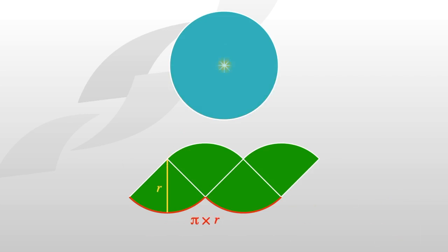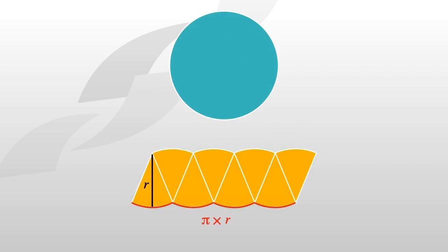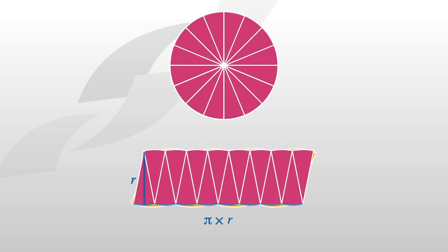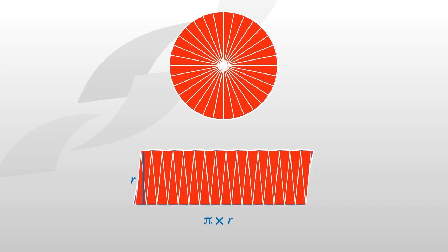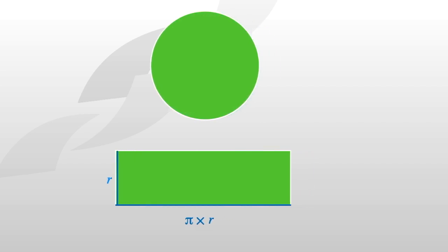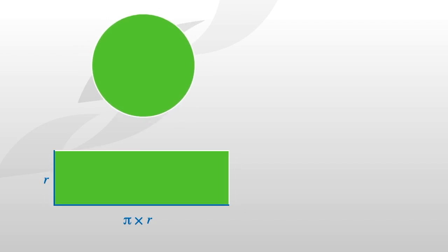If we use 8 wedges instead, we still have a height of r and a base of pi times r. The same holds true for 16 wedges, 32 wedges, and 64 wedges, and we could keep going. We can imagine using more and more wedges and realize that with infinitely many wedges, our shape is now a rectangle, which is the same area as the circle.